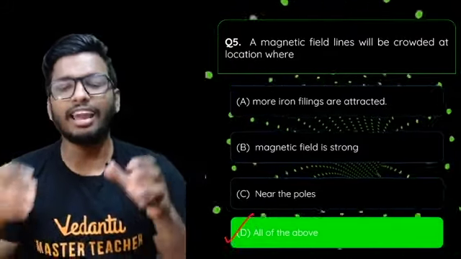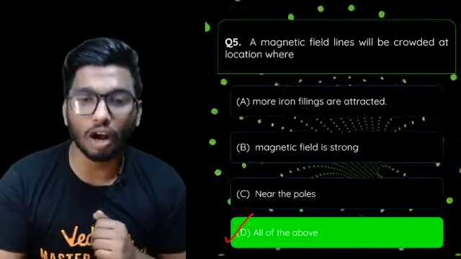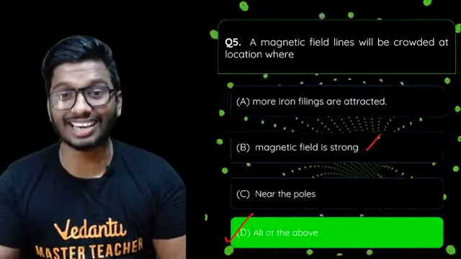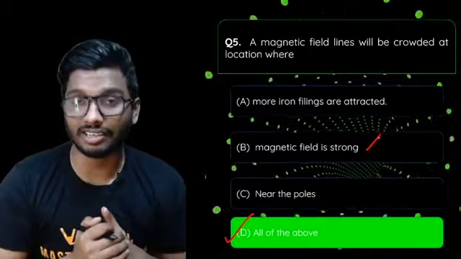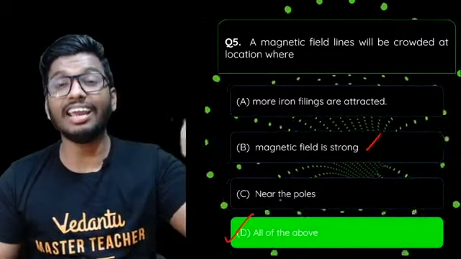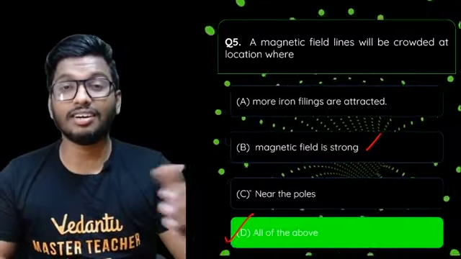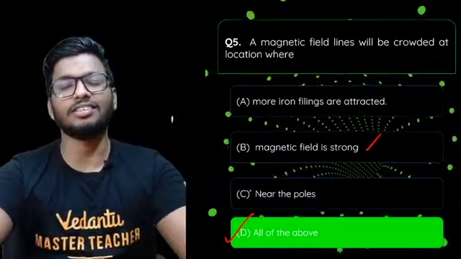Because if there are more iron filings, then obviously that means the magnetic field over there is stronger. And option number 2 is exactly that: the magnetic field is strong, so more iron filings will be collected over there. And thirdly, exactly like I told you, in a bar magnet you have the poles where the magnetic field is strong. So it'll be option number C as well. So the right answer is all of the above, guys.